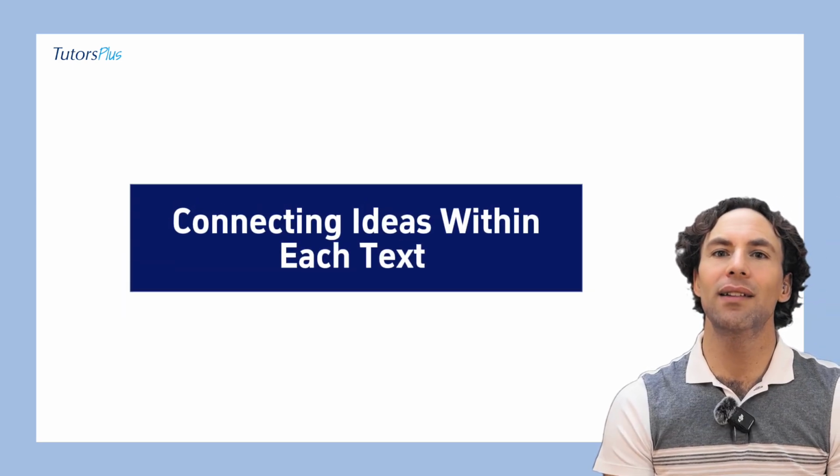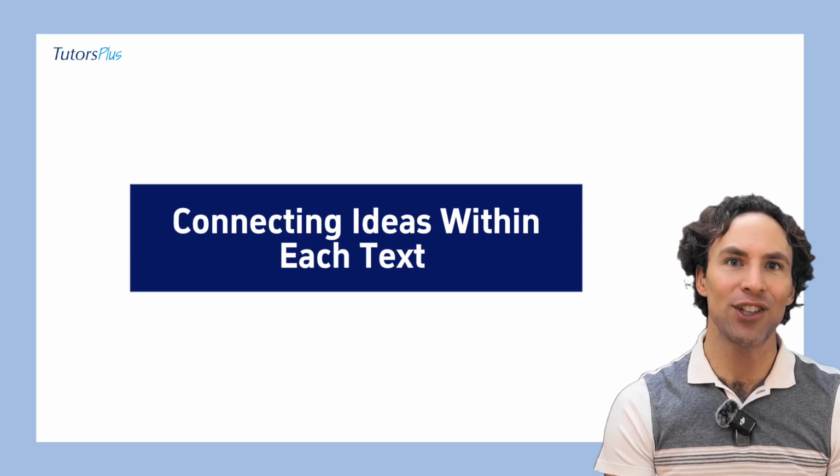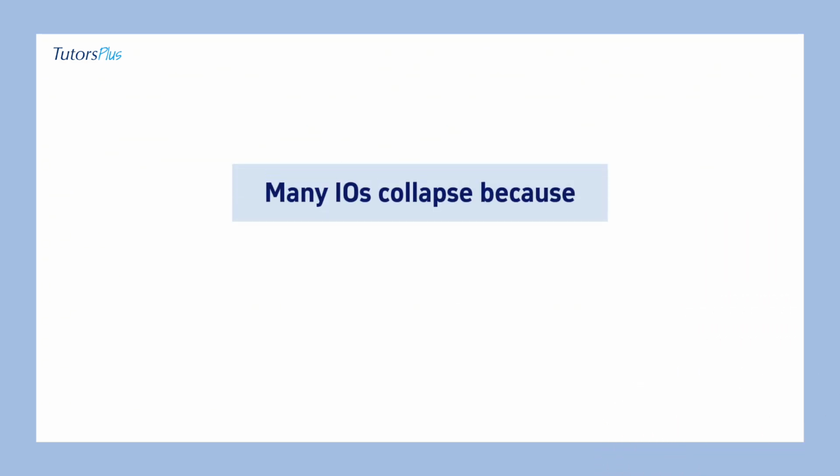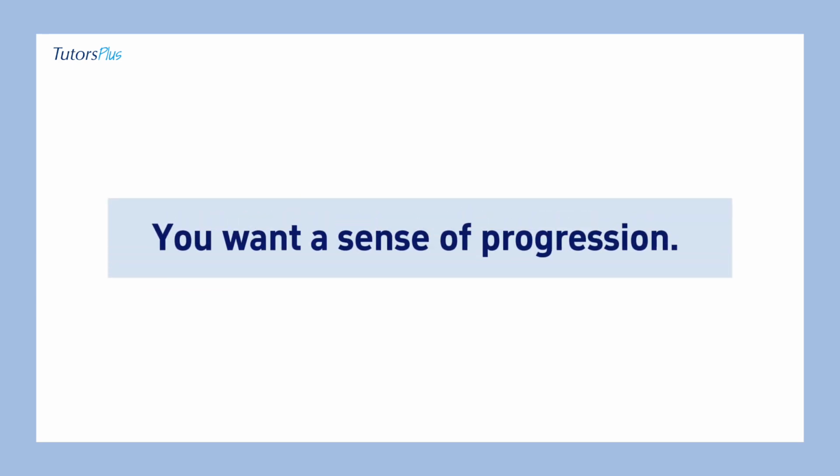Remember, connection isn't just between the two texts. It also needs to happen within each extract. Many IOs collapse because the student moves from point to point to point without showing how that meaning develops, primarily because you have 10 bullet points to take with you into the IO. And if you're rigidly focusing on these, your IO will sound staggered, whereas you want to feel a sense of progression.